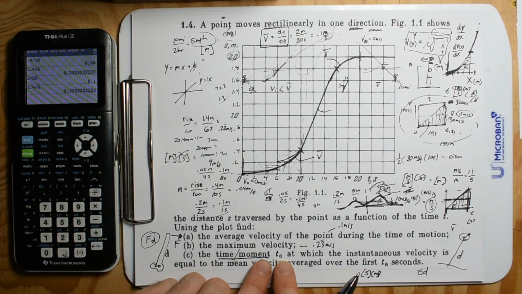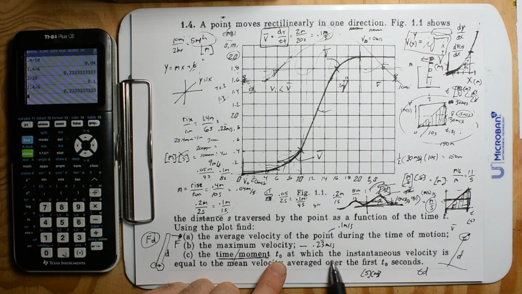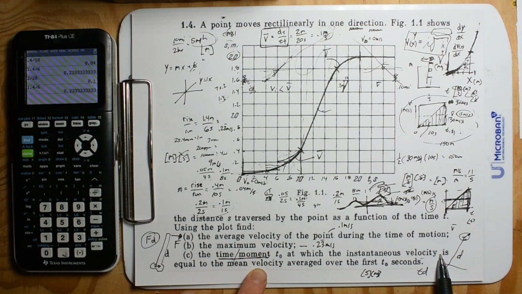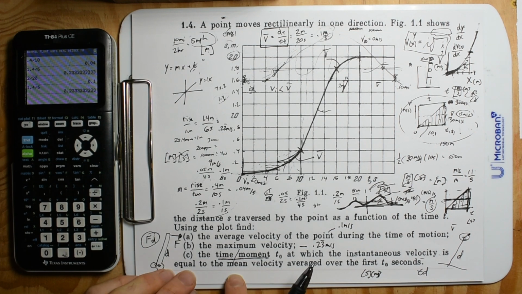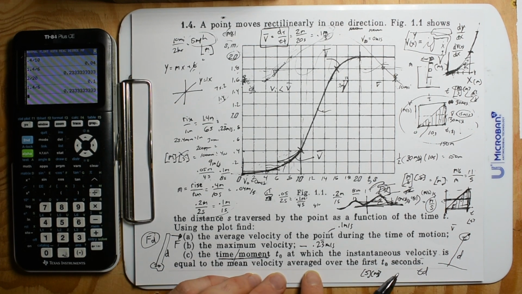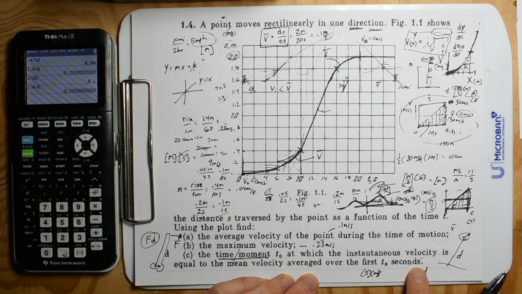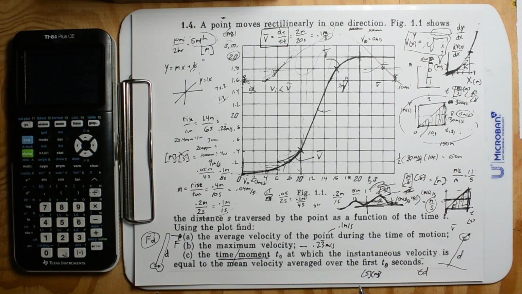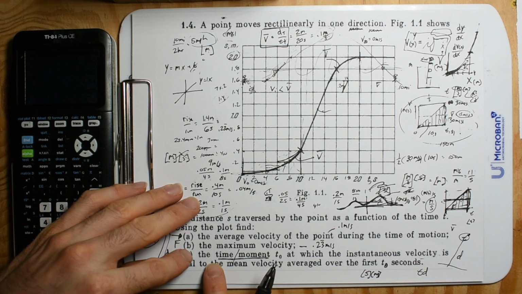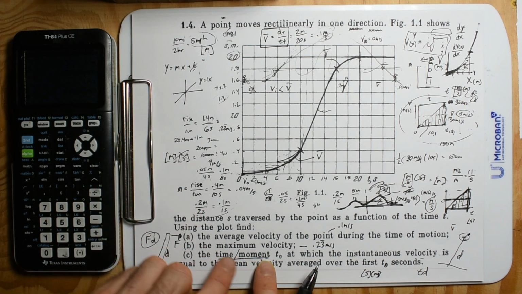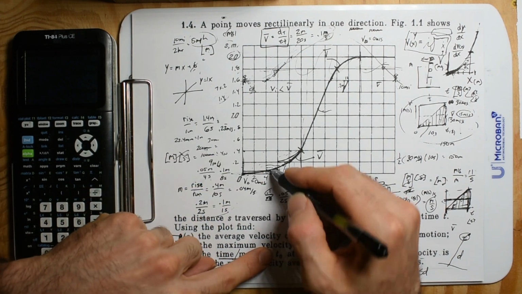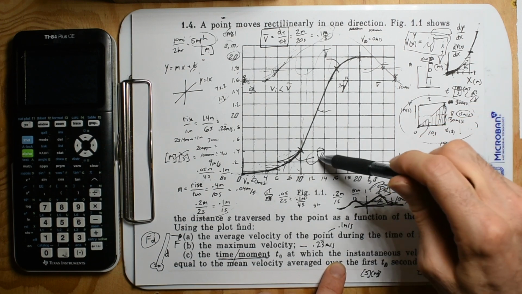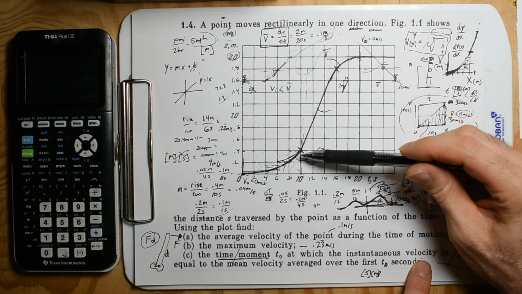I have no idea. The time moment t naught, at which the instantaneous velocity is equal to the mean velocity averaged over the first t naught seconds. Isn't t naught always supposed to be like 0? Okay, so you just pick a time. How about right there, where the instantaneous velocity is average? Is that what they're just saying? Didn't we pick that twice?